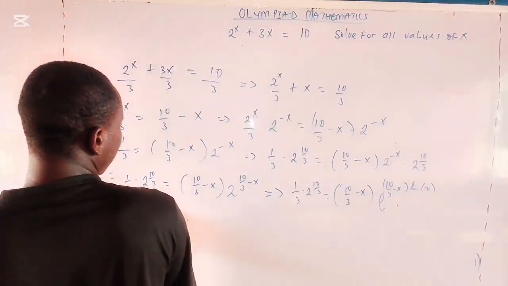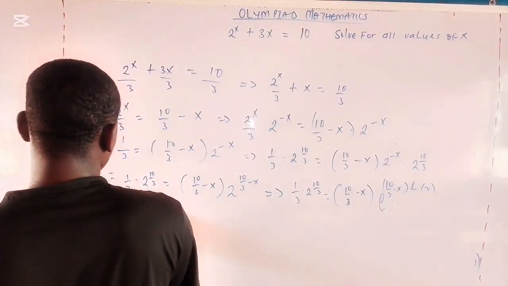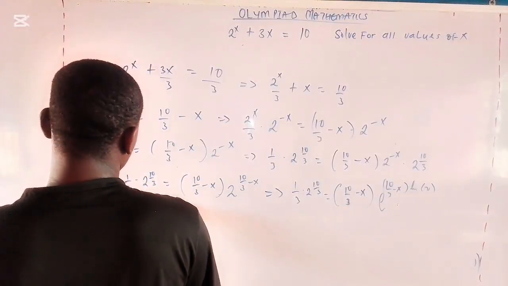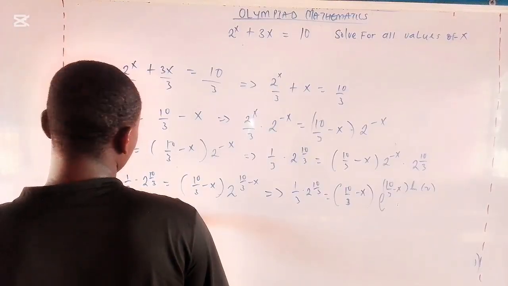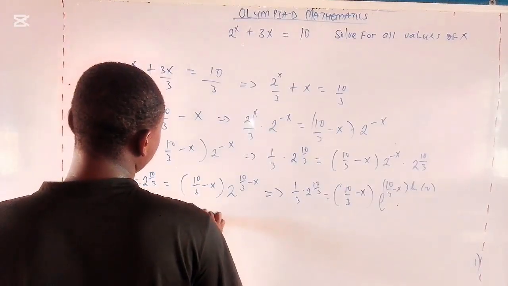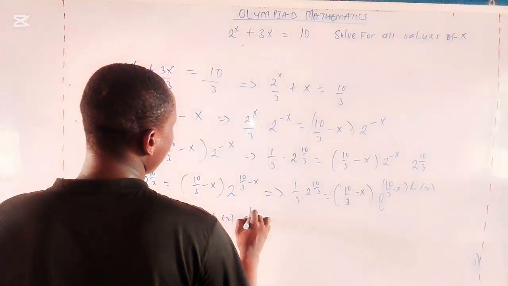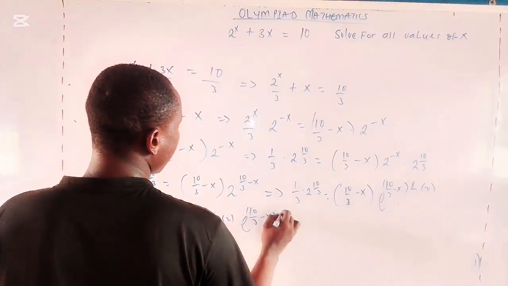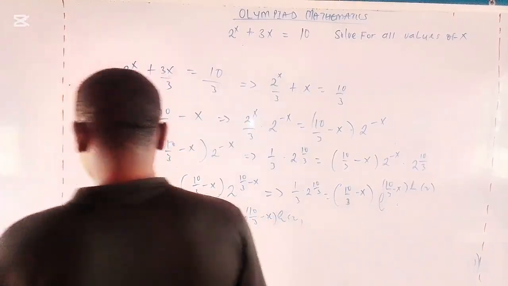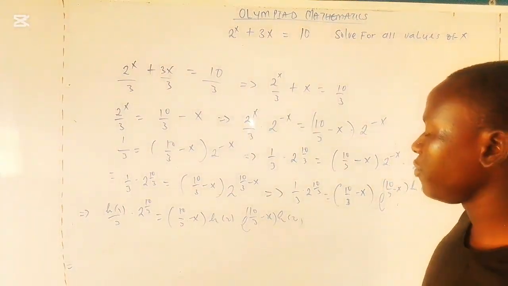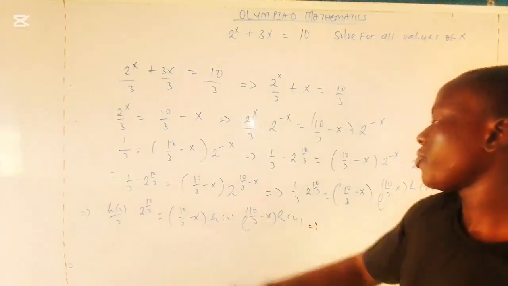So I'm going to have natural log of 2 over 3 multiplied by 2 raised to the power of 10 over 3, which is equal to 10 over 3 minus x multiplied by natural log of 2, then multiplied by exponential 10 over 3 minus x multiplied by natural log of 2. So we can now take the Lambert W function on both sides. Okay, so we take the Lambert W function on both sides. So what are we going to have?